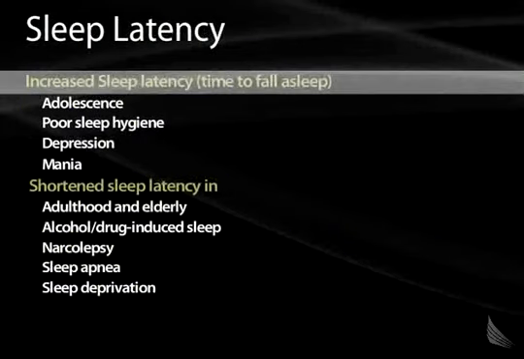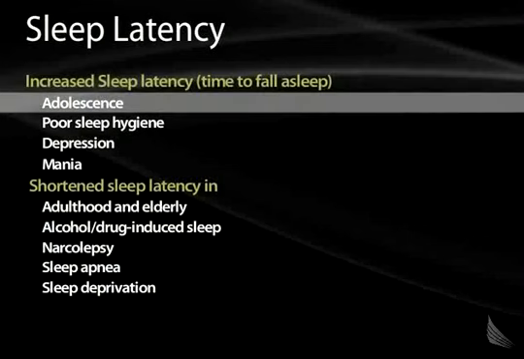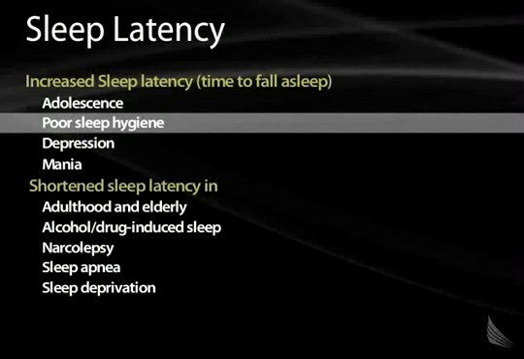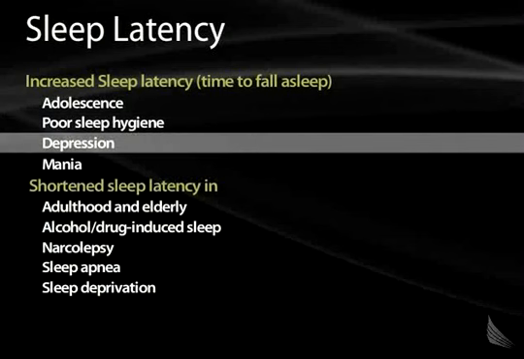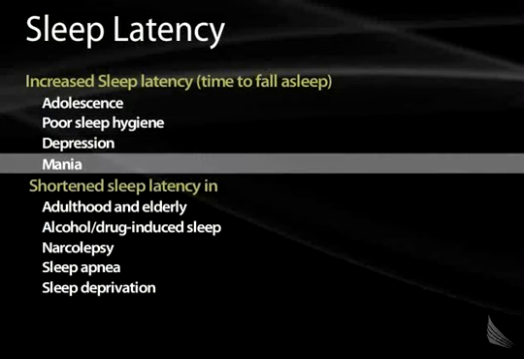So where do you get increased sleep latency? That means where there's increased time for you to fall asleep. Adolescence is one. Poor sleep hygiene, for example, if you've taken a nap in the afternoon or you just drank a Coke before you went to sleep. Depression, anxiety, mania, these are all reasons why it's hard for people to fall asleep.